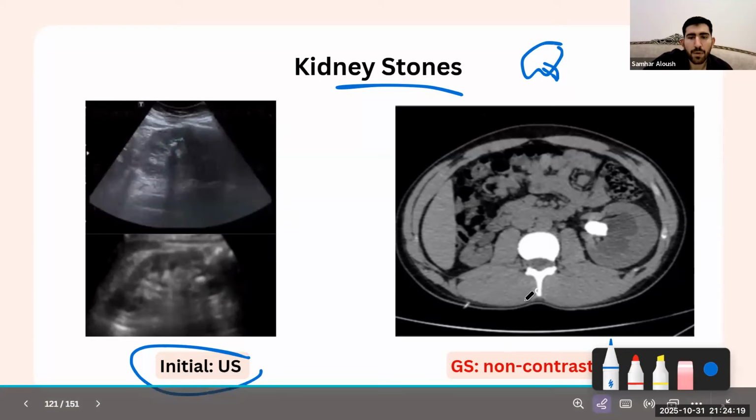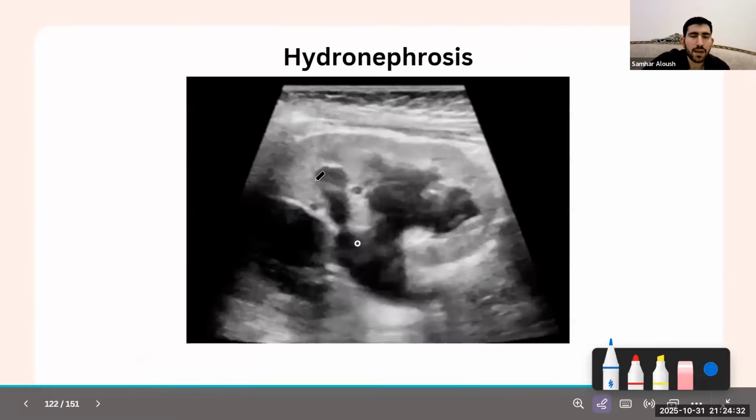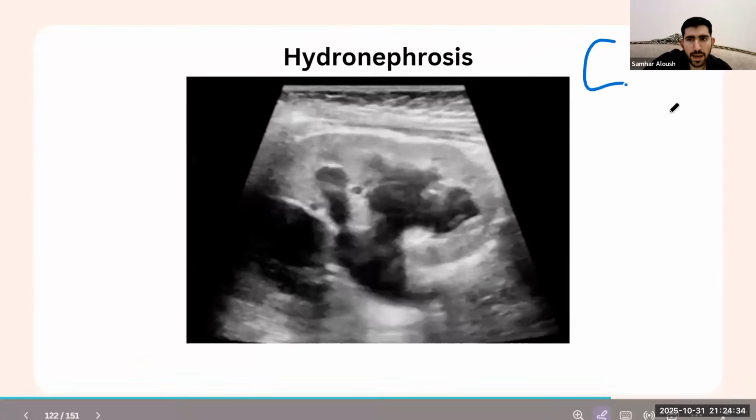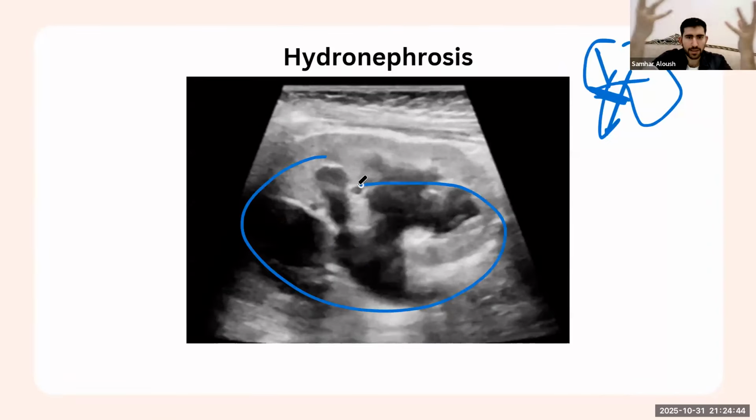However, the gold standard we agreed is non-contrast CT. It will appear as a white thing. That's why we don't do contrast, because if we did contrast, everything would appear white. We want only the stone to appear, so it's non-contrast CT. Then we have hydronephrosis. In the kidney and pelvis, we obstructed it, then the urine accumulated and everything dilated. That's hydronephrosis. As you can see here, the tubes and the pelvis are all dilated.